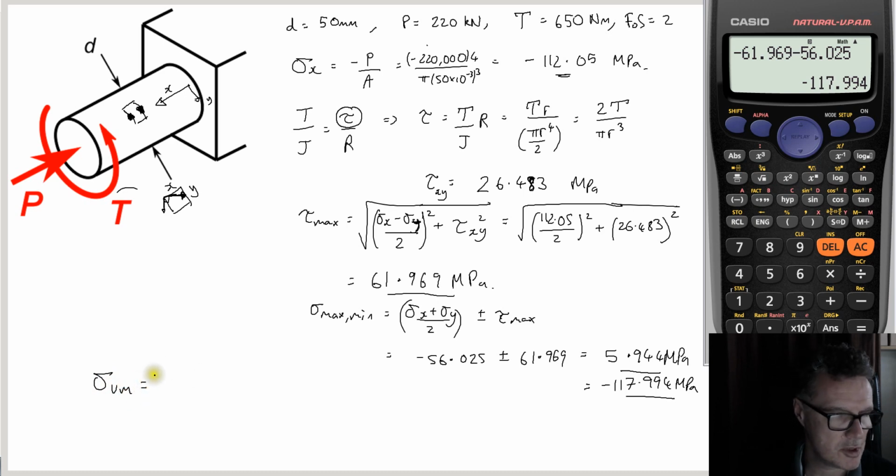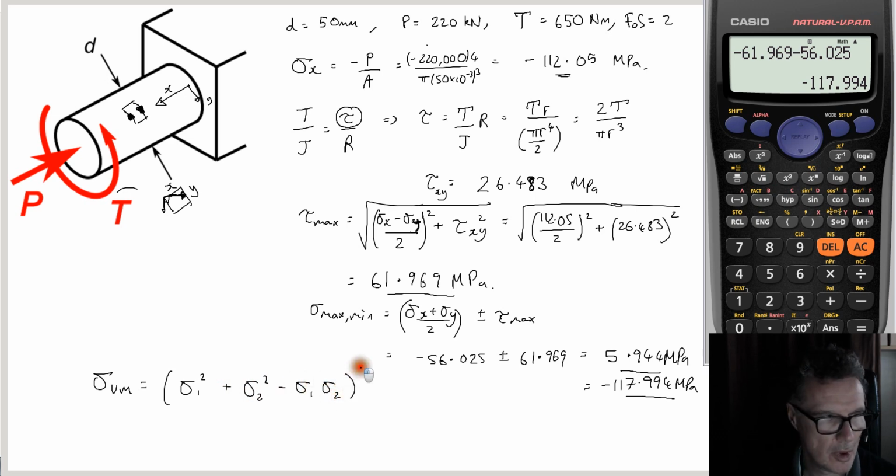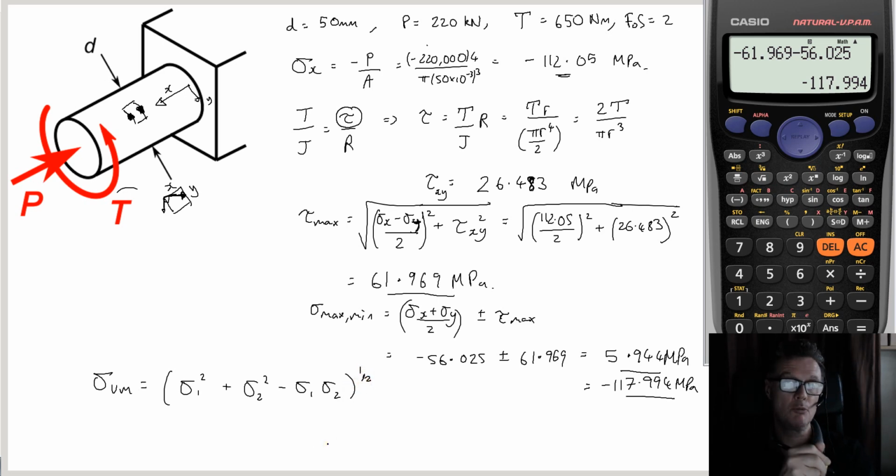So the von Mises stresses, we've got a formula for that for a plane case, and that is stress 1 squared plus stress 2 squared, minus stress 1 times stress 2. That's an equation valid for a plane stress case. So again, when we're on a surface of something usually, and we've only got two stress components.